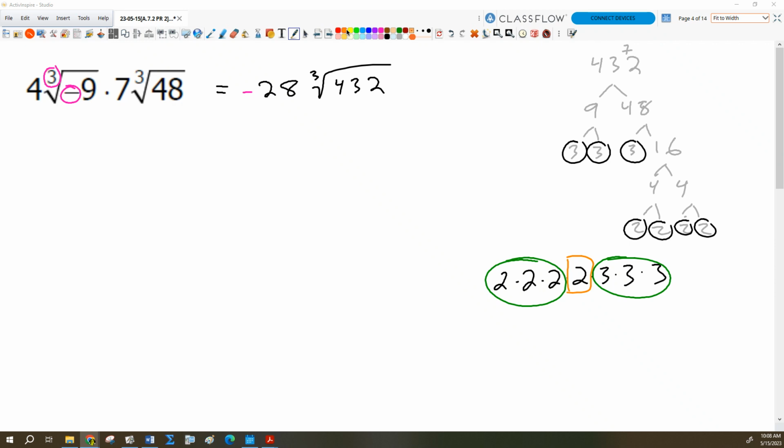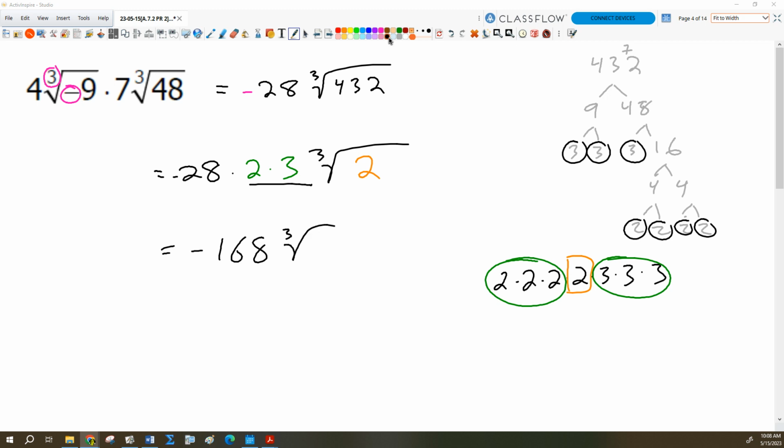So we end up then with negative 28 times, what goes out? A 2 and a 3. What stays in? A 2. And then what'd that give us? Oh, I forgot my negative. So we got negative, what was it, 168? That's it.